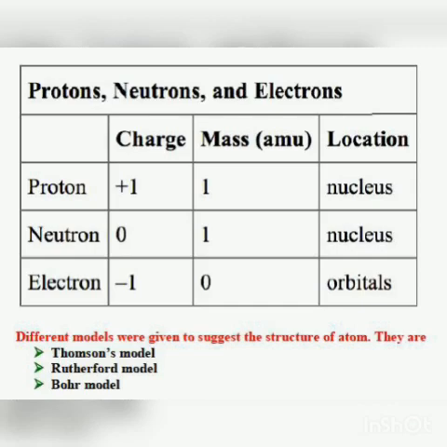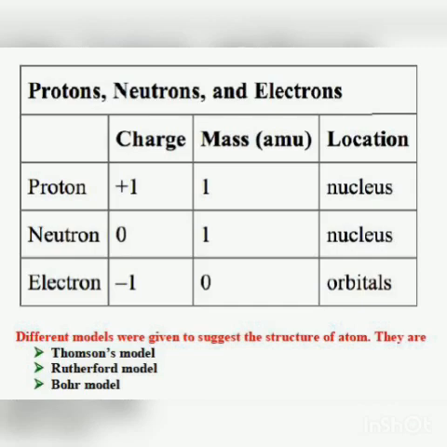Now they did some experiments, and those experiments are not in the syllabus. So the particles were discovered. Now another question was how these subatomic particles are arranged in an atom, because these particles are found in the atom, but how are they arranged? There must be some pattern in which they are arranged.